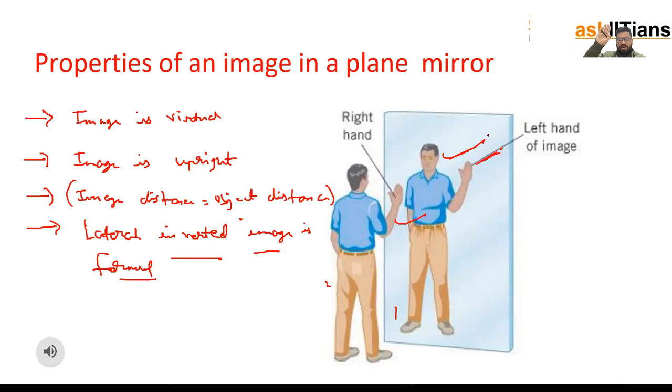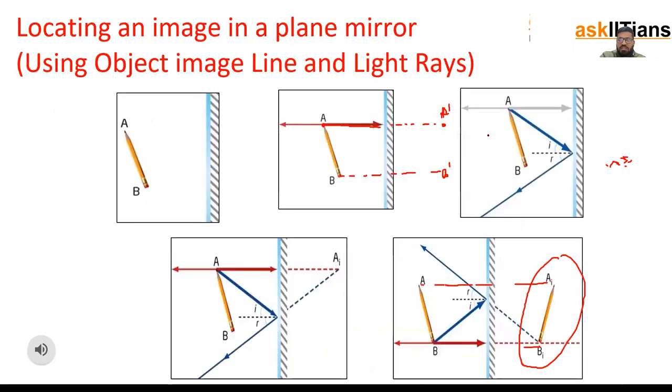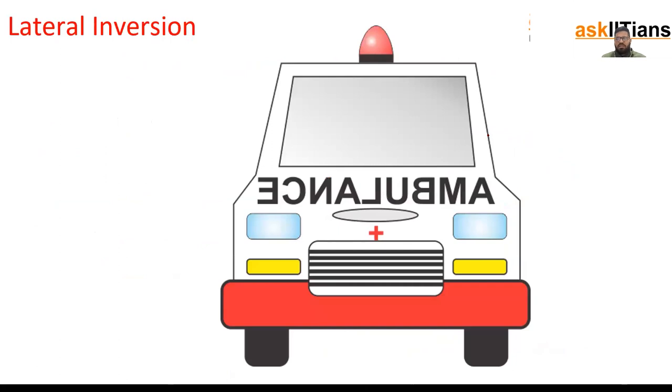So that is known as lateral inversion. If you are moving your right hand upward, you will see your left hand moving upward in the image. So that is what we mean by a laterally inverted image. Right becomes left, left becomes right. That is known as lateral inversion. So these are the basic properties of the image formed by a plane mirror. And a plane mirror always forms an image due to the process known as reflection of light. The image formed by a plane mirror is virtual, it is upright, it has the same distance as the object distance from the mirror, and the image formed is laterally inverted.